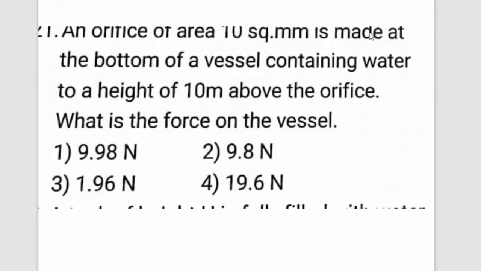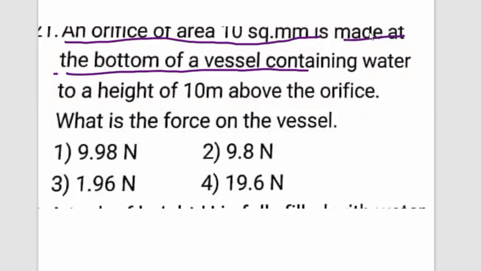In this problem, an orifice of area 10 square millimeter is made at the bottom of a vessel containing water to a height of 10 meter above the orifice. What is the force on the vessel?